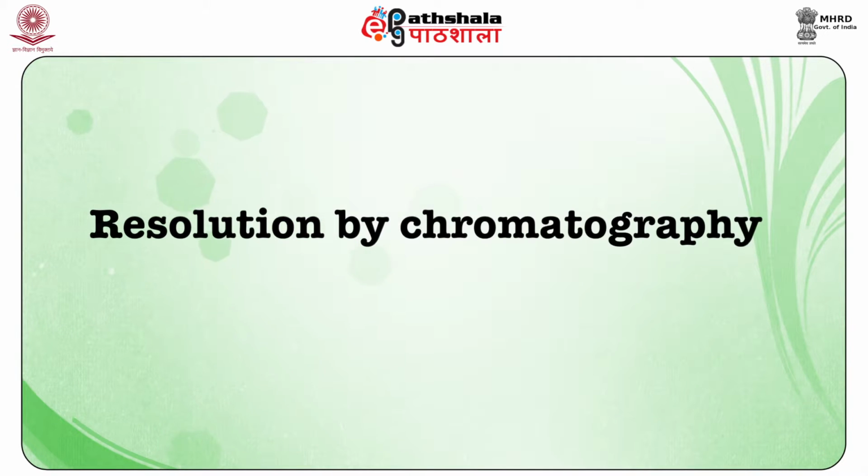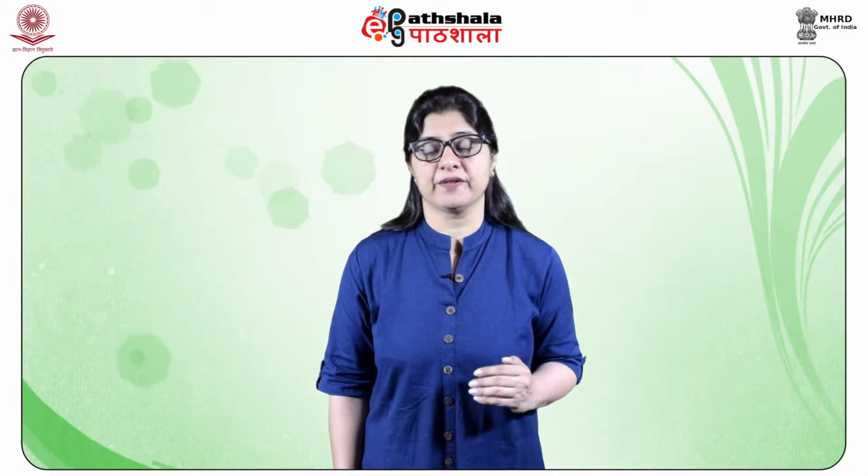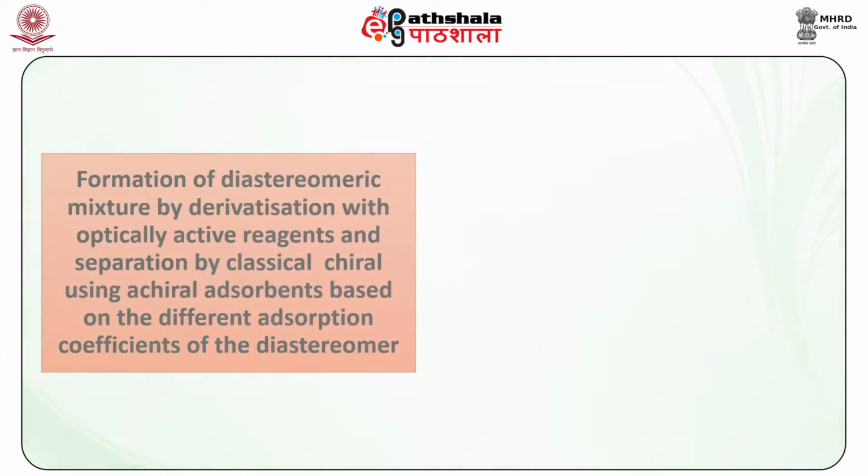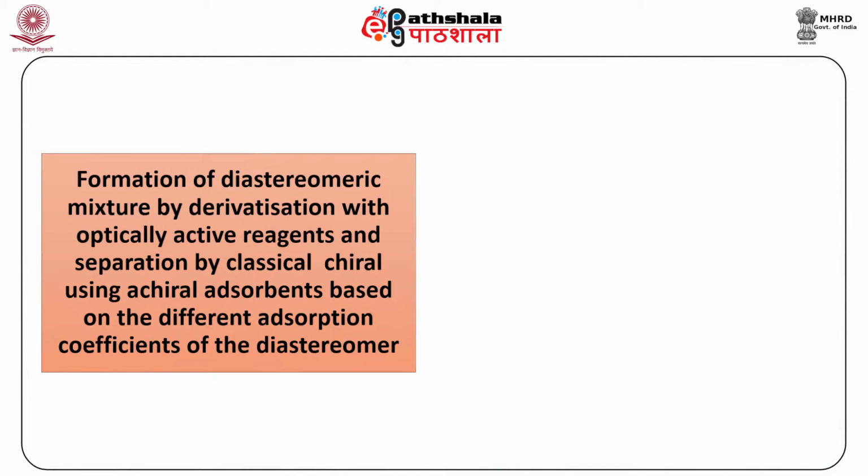Resolution by chromatography. The chromatographic methods of resolution of racemic mixtures are carried out generally under 4 different conditions. Firstly, formation of a diastereomer mixture by derivatization with optically active reagents, and separation by classical chromatography using achiral adsorbents, based on the different adsorption coefficients of the diastereomers.